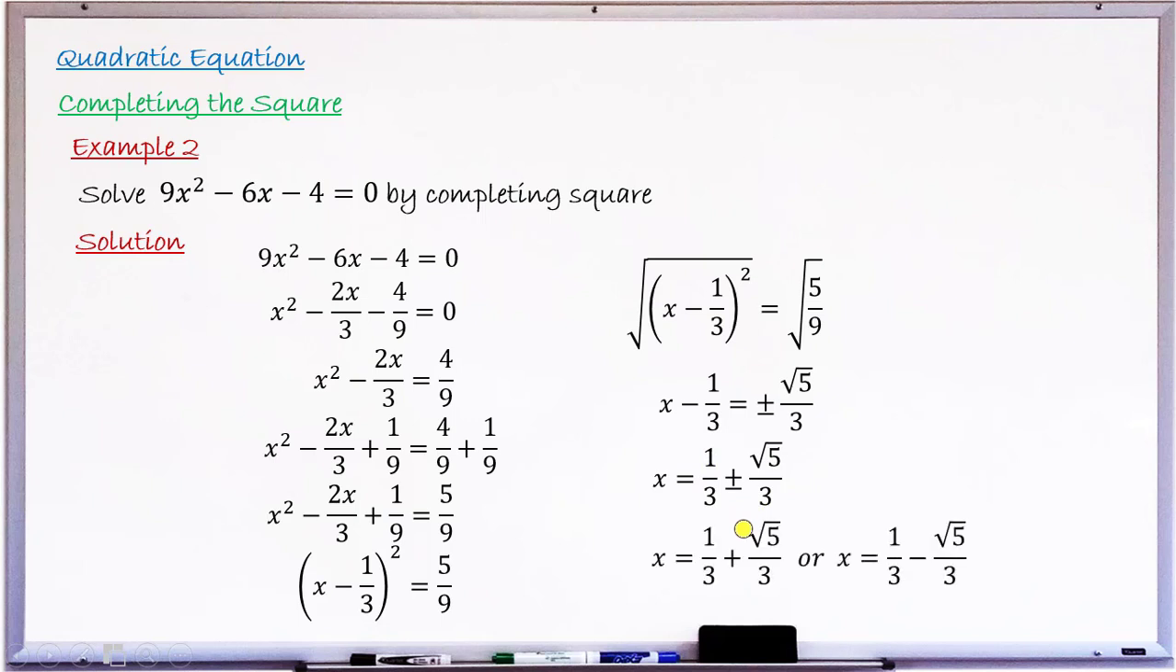Let me just write it. So this is the solution: x equals 1 over 3 plus root 5 over 3, or x equals 1 over 3 minus root 5 all over 3. This is where you're going to stop, because this root 5 you cannot evaluate, unless the question says give your answer in decimal. So this is how we now find the solution of a quadratic equation using the completing the square method.